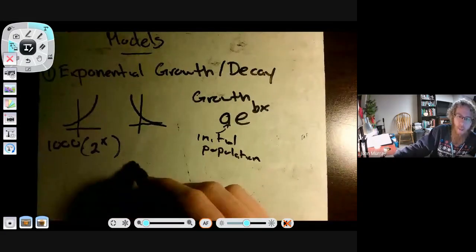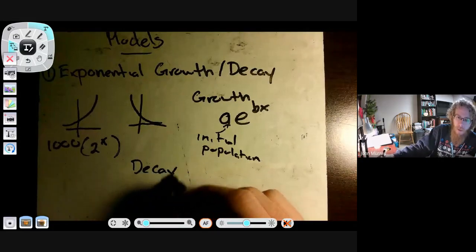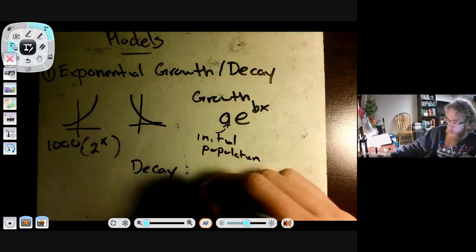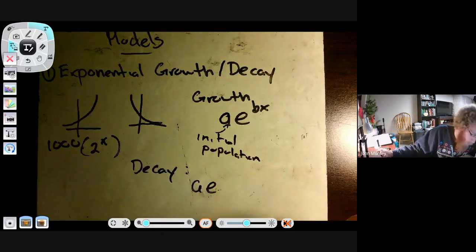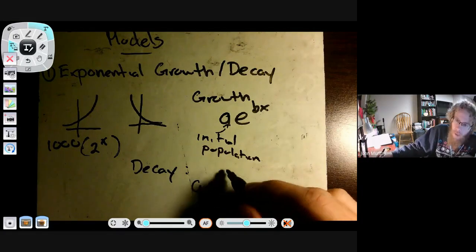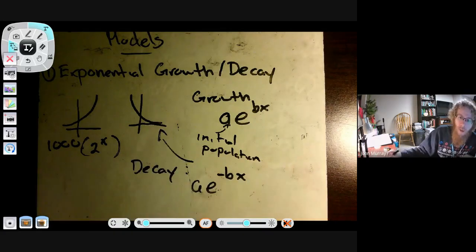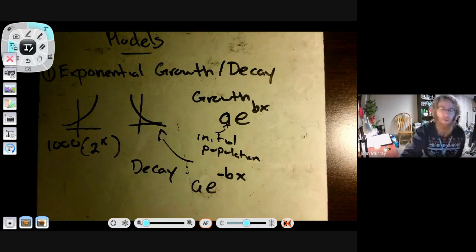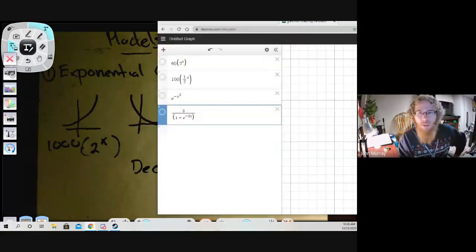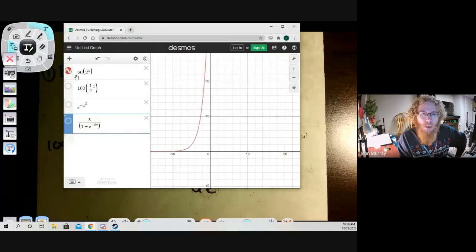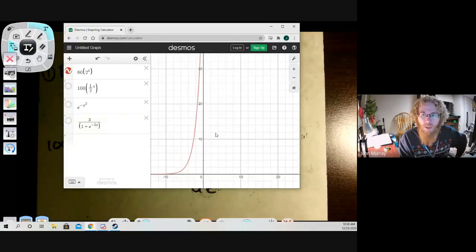Okay, our decay is similar. We have an initial population, A, but now we're raising e to the negative bx. Okay, so remember, having that negative there swaps how the graph looks. All right, and here I have two examples. So say here 60 times 2 to the x.